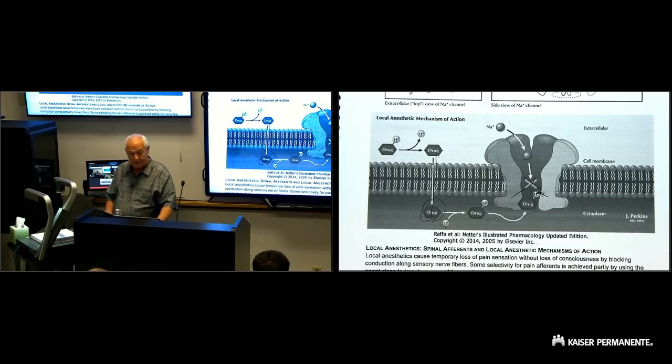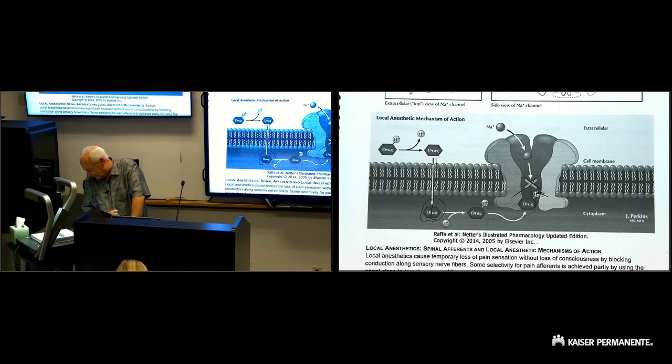So, let's see what Dr. Netter says. Local anesthetics cause temporary loss of pain, sensation, etc. without loss of consciousness by blocking conduction along the sensory nerve. Some selectivity for pain afference is achieved by putting the agent close to the nerve. In other words, your skill as an anatomist, understanding where the nerve is, and of course we do ultrasound for that very often too, you want to deposit it as close as you can to the nerve. So if you can do good at doing blocks, that's better.